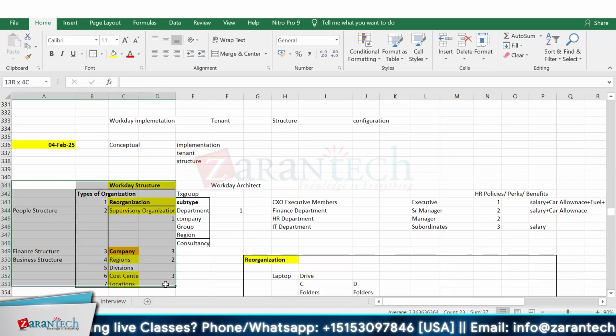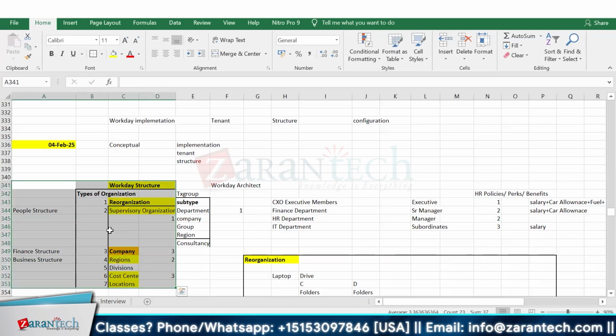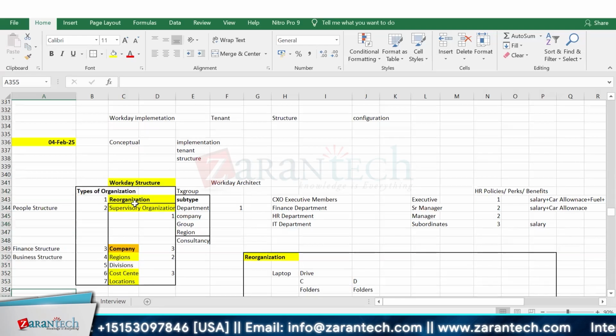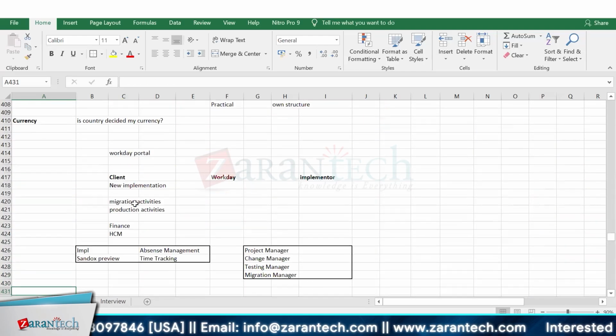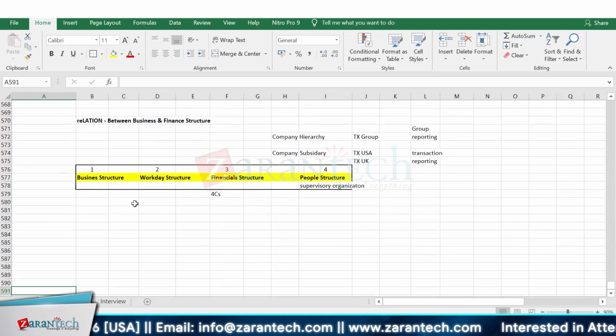So all of these structures are basically within one picture, linked and related with each other. Defining is a separate activity and making a relation is a separate activity. We did it in a parallel way. Okay. Any question on this point now?